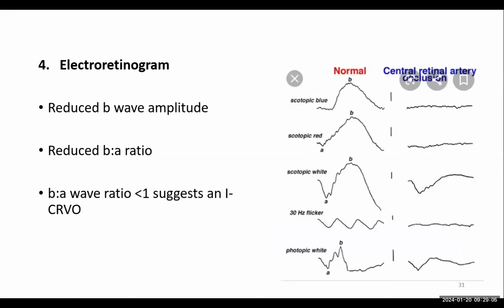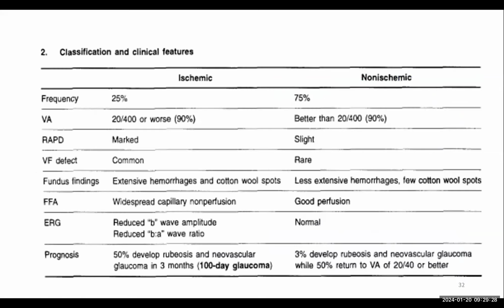Then also important is electroretinogram. You see a reduced B wave amplitude, and of course, if there's a reduced B wave, the B to A wave ratio will also be reduced. A B to A wave ratio of less than 1 is suggestive of the ischemic type of central retinal vein occlusion.